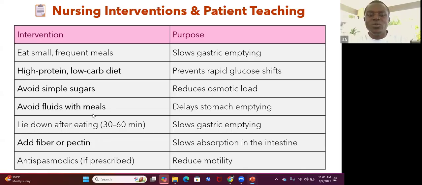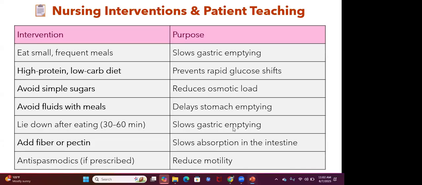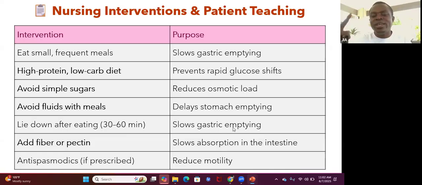Then we are saying avoid fluids with meals. What it means is that when you are eating, don't drink whilst eating. There's one particular sentence that normally confuses some of us. When you see drink in between meals, please, that is a correct statement. I'm repeating that again: drink in between meals. It doesn't mean that when you are eating, you pause and you drink. That one is in line with fluids with meals.